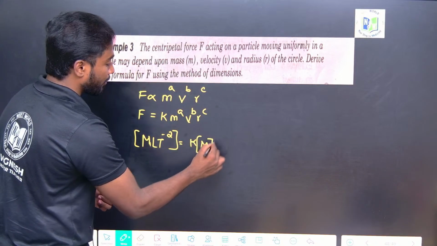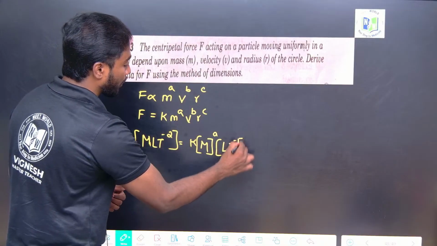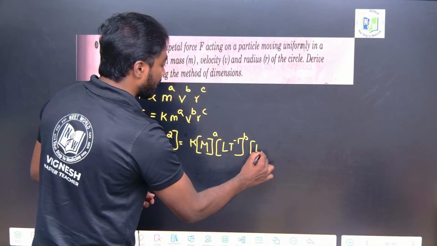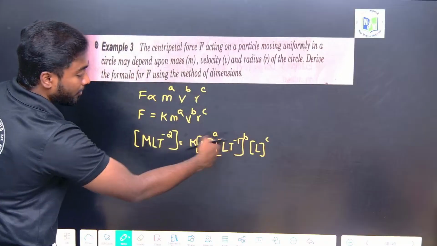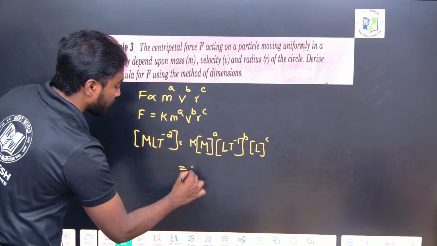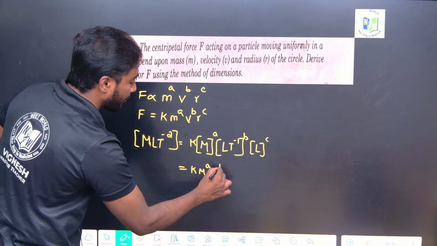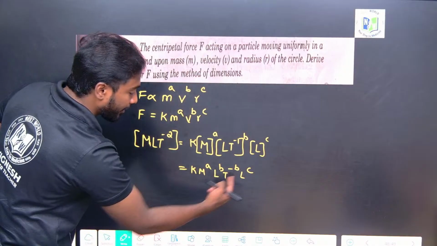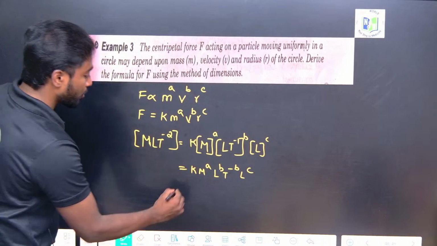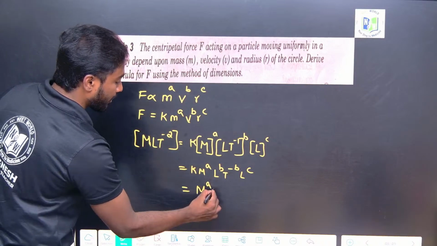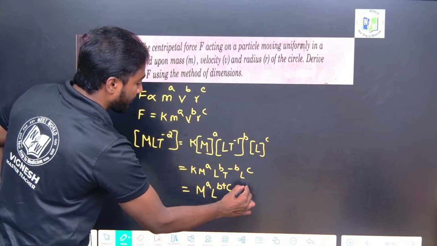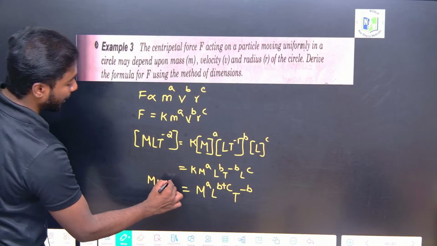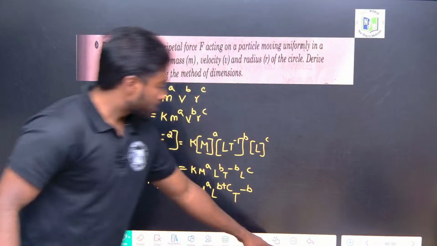M power A, velocity L T power minus 1 power B, and radius is L power C. Take the powers inside the brackets: K m power A, L power B, T power minus B, L power C. Here L and L have the same base, so add the powers: m power A, L power B plus C, T power minus B. This should equal M L T power minus 2.